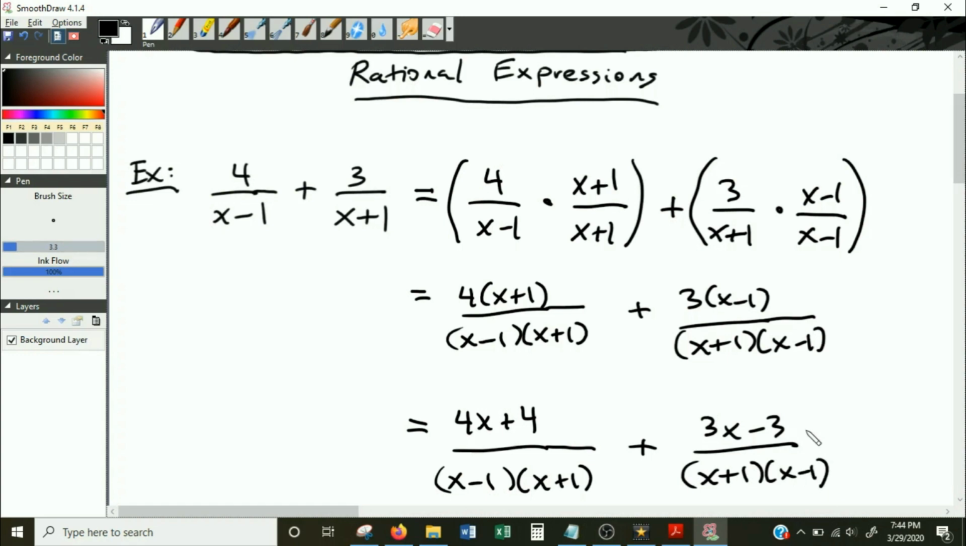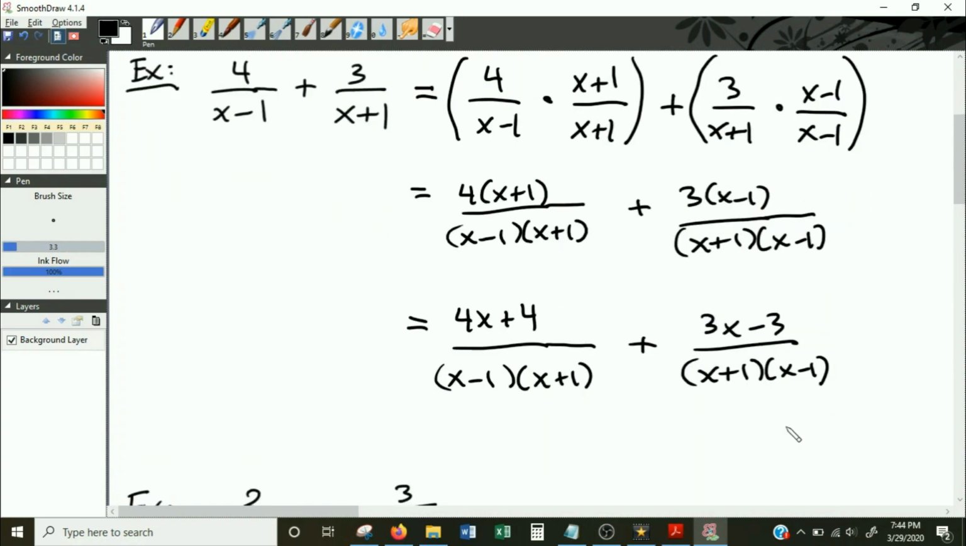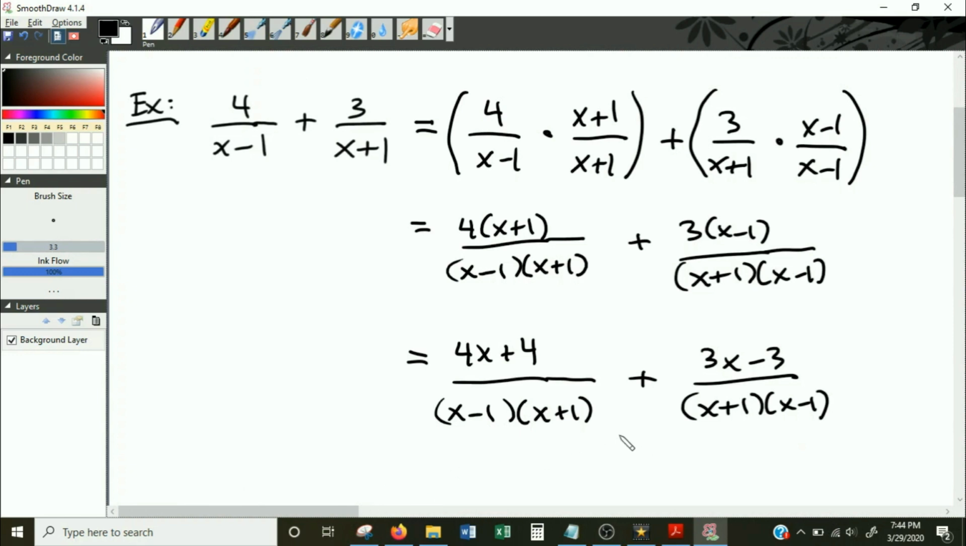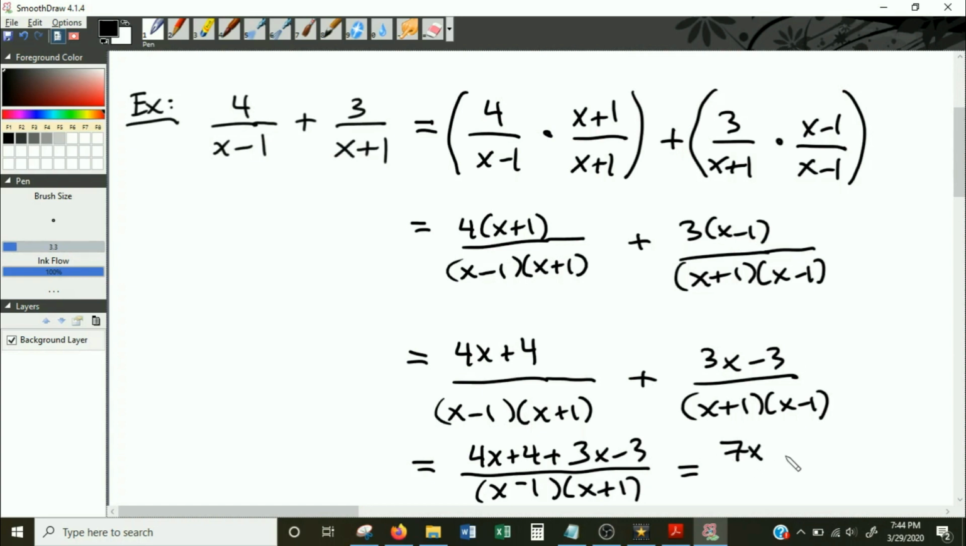Now remember that the rule for fractions is if we have the same denominator, we can just add them together. So I'll get 4x plus 3x. So let me write it out first. 4x plus 4 plus 3x minus 3, all over this denominator. Now I can combine 4x and 3x, so I get 7x, and 4 minus 3 is 1, so I get 7x plus 1 over x minus 1 times x plus 1. And that is my answer.